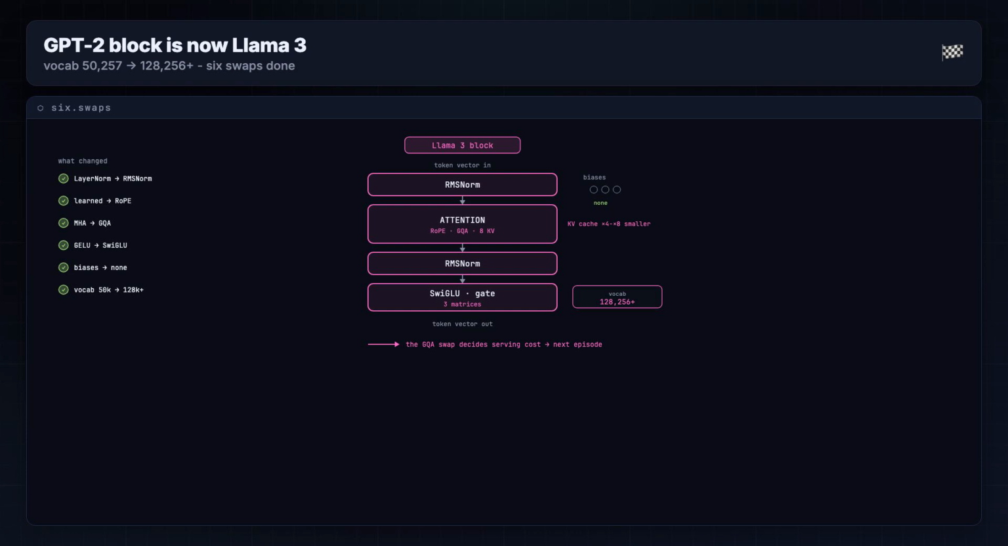Same chassis, 6 swapped parts, but I waved my hand at one of them: the KV cache shrinks. That single swap is the difference between a model you can afford to serve and one you cannot. Next, we put attention on the rack and climb the whole KV cache ladder.